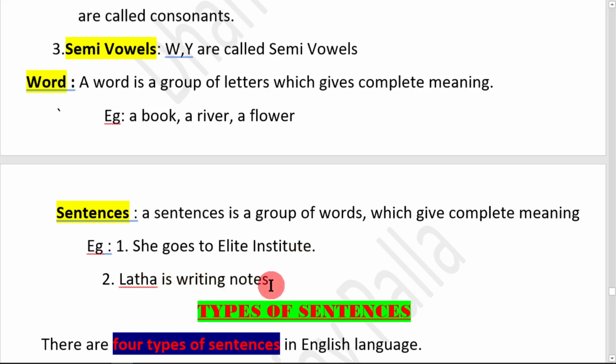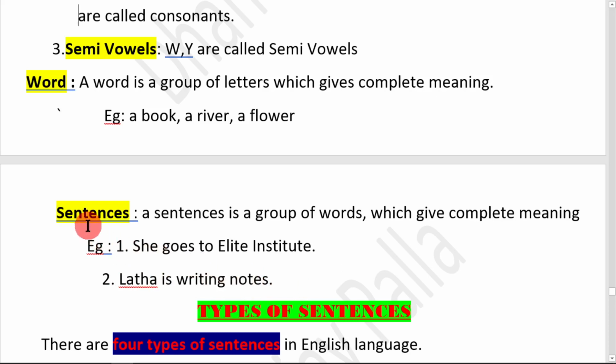Lata is writing notes. Okay, here Lata is a noun, is is a helping verb, writing is a main verb, notes is an object. Okay, ikkadunna ee group of words ni manam grammatical ga సమకూర్చడం వల్ల ఇక్కడ ఏమైంది, ఒక సెంటెన్స్ గా మారడం జరిగింది.